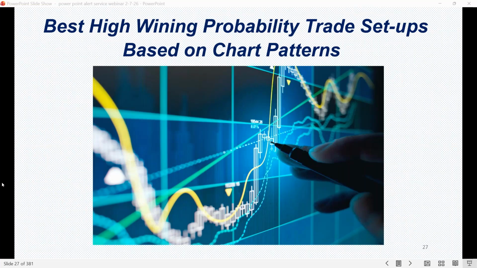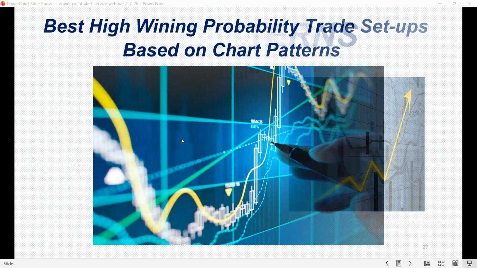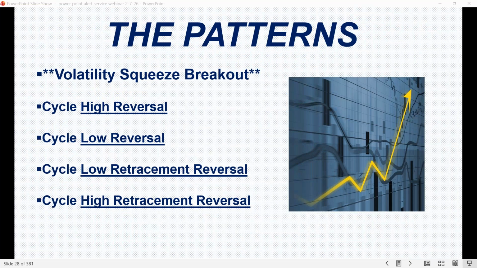Now, the next part of my process is the high winning probability trade setups, and these are based on 5 different chart patterns that I've put together over the years and define, and I look for trade setups. So to break down these patterns, first off, there's the number 1 pattern, which could also be in these other 4 patterns, is what we call the volatility squeeze or volatility compression squeeze.